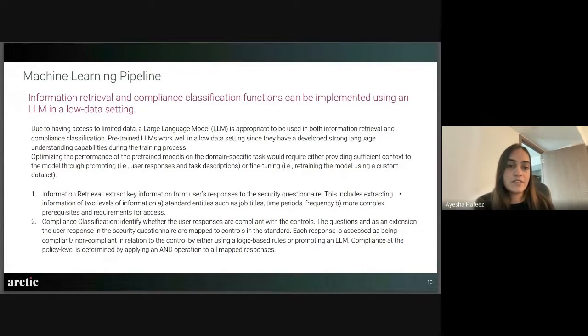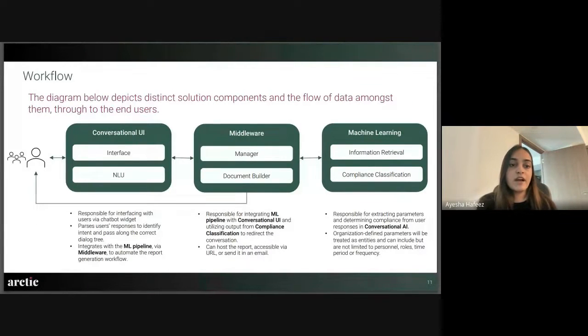Can you go to the next slide, please? So how did we implement this, and what were the functional components of the solution? So as I mentioned, a key requirement was a conversational agent. This is in the conversational UI component, which is responsible for interfacing with the user via a chatbot widget.